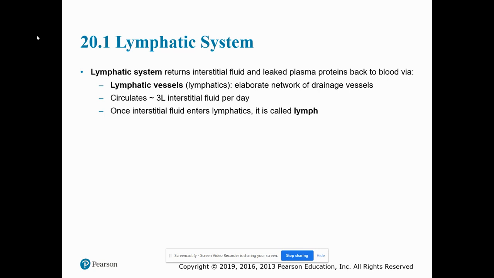The lymphatic system, like I said a moment ago, is going to return that interstitial fluid and leaked plasma proteins back to the blood. It does this via lymphatic vessels, which are just an elaborate network of drainage vessels. I'll show you a diagram of what you would see if you were to look at a capillary bed and the intertwined lymphatic vessels. It circulates about 3 liters of fluid a day. And once that fluid enters the lymphatics, it's now called lymph.